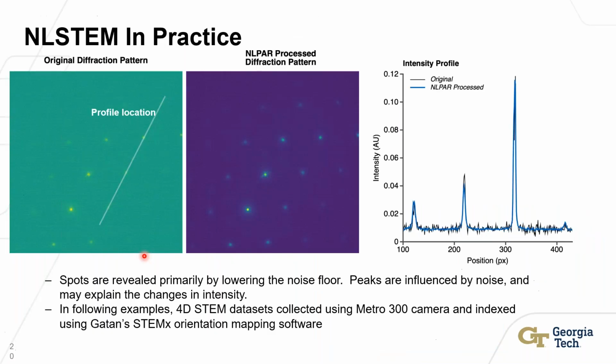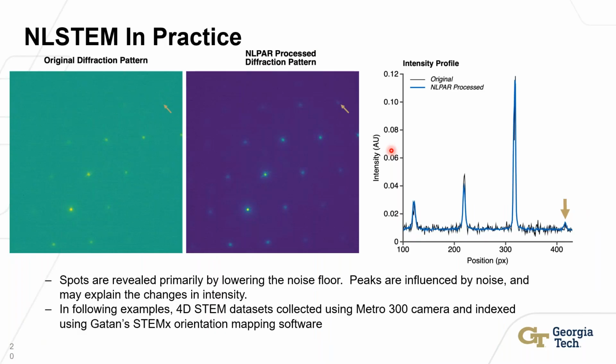We can look more closely at an intensity profile in your original diffraction pattern compared to an NL-PAR or NL-STEM processed diffraction pattern. So here in the black line, you can see these high noise levels, these high local fluctuations in intensity. These are largely smoothed out from the NL-PAR processing. And you start to be able to see these very faint diffraction patterns start to appear more prominently in your diffraction patterns.